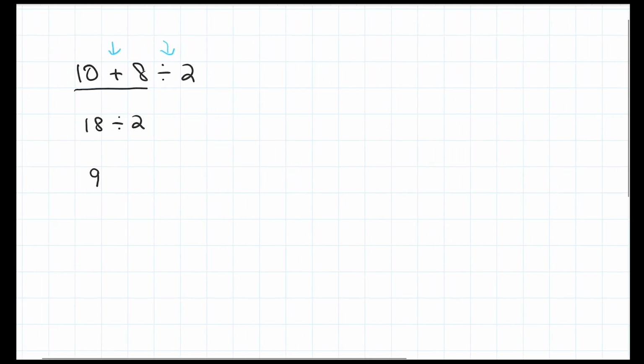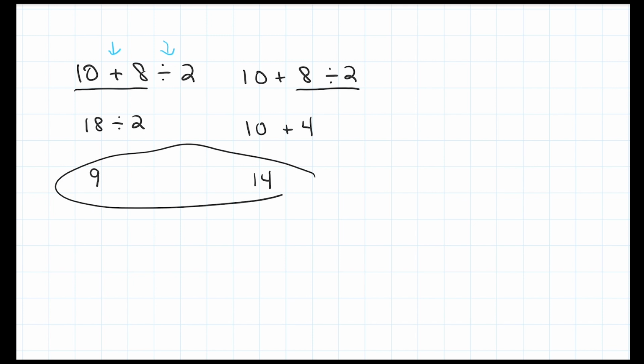However, with the very same problem, 10 plus 8 divided by 2, if we did the 8 divided by 2 first, 8 divided by 2 is 4. We would have 10 plus 4, and 10 plus 4 is 14. We ended up with two very different and not equal answers. So how do we go about solving a problem like this? Well, by using order of operations.